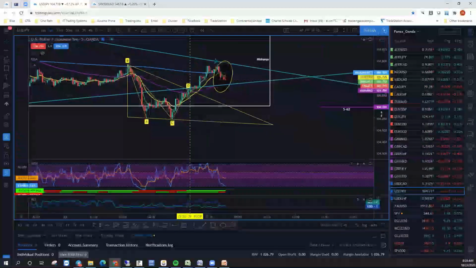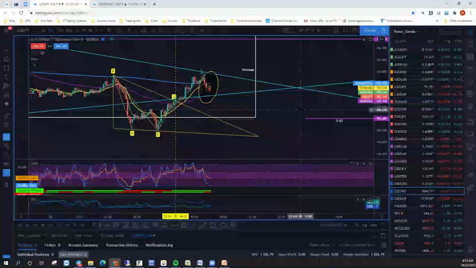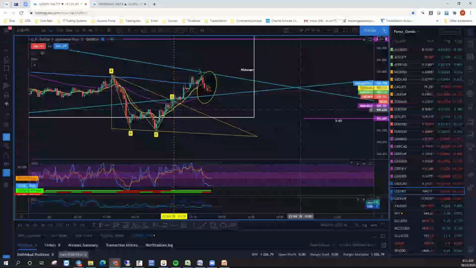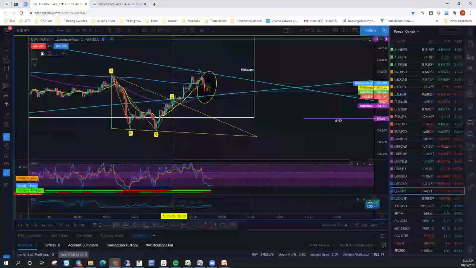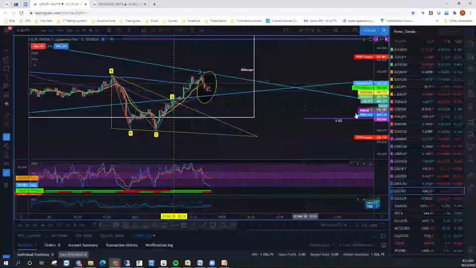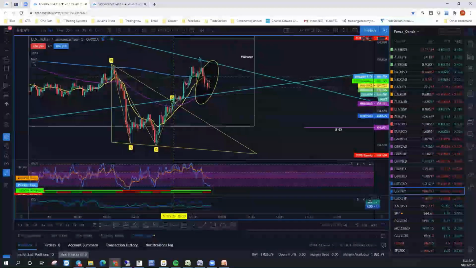That would be right here. It would be interesting if it breaks 104.785. If it breaks there, I will take it short. 104.78, basically 104.78. What's the number here? Yeah, 78, yeah.